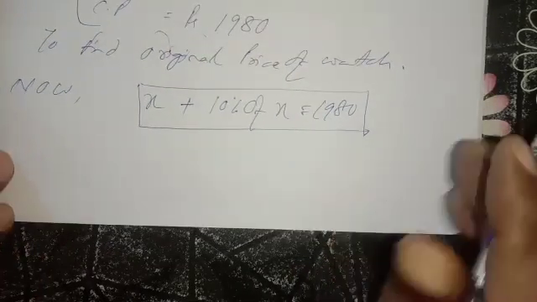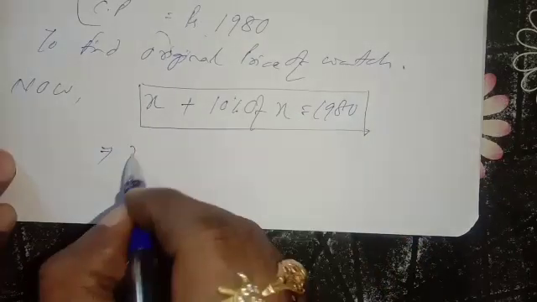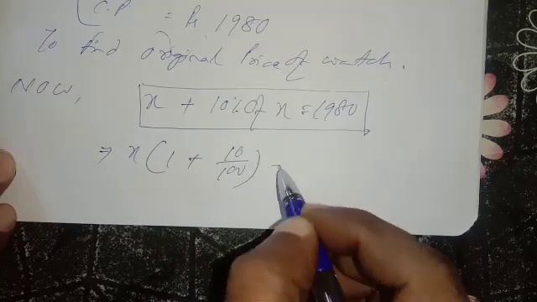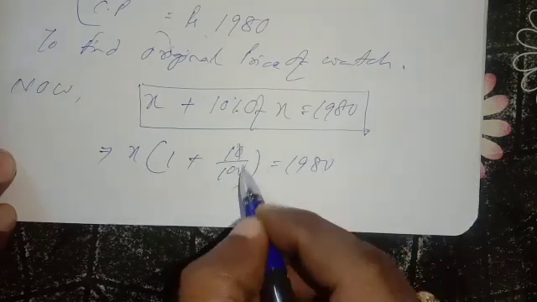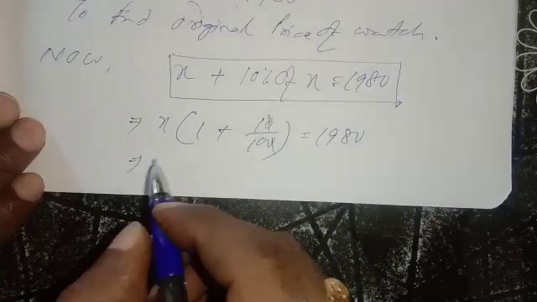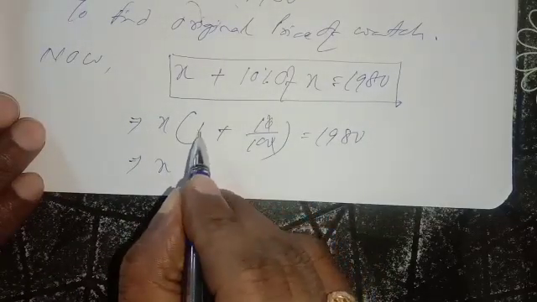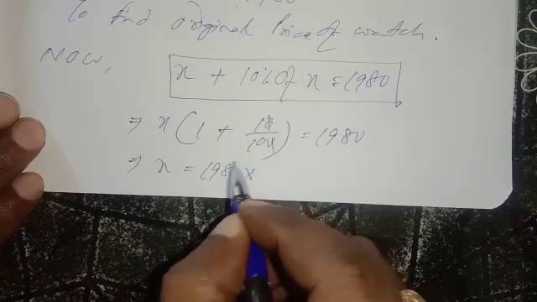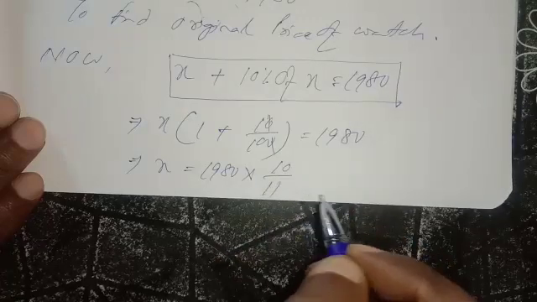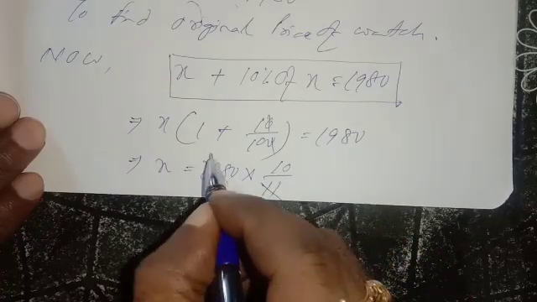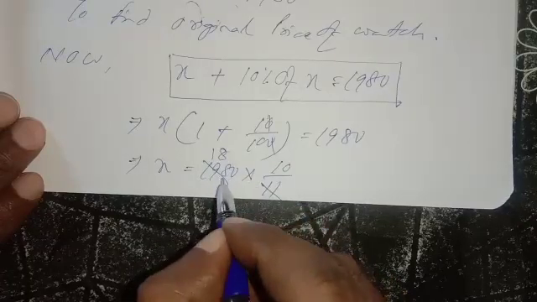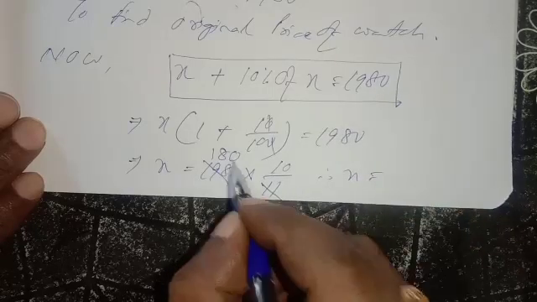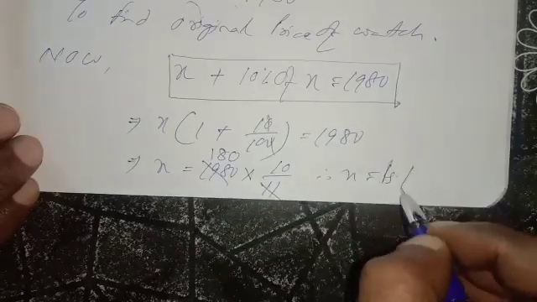This is the equation. Now take X common here. What is left here? 1 plus 10%, means 10 by 100, which is equal to 1980. 0 0 cancel. X will be how much? This will be 10 plus 1, 11 by 10. That means this will be 1980 into 10 by 11. 11 1 is 11, 11 8 is 88, and 0. Therefore, X is equal to 180 into 10, means 1800.